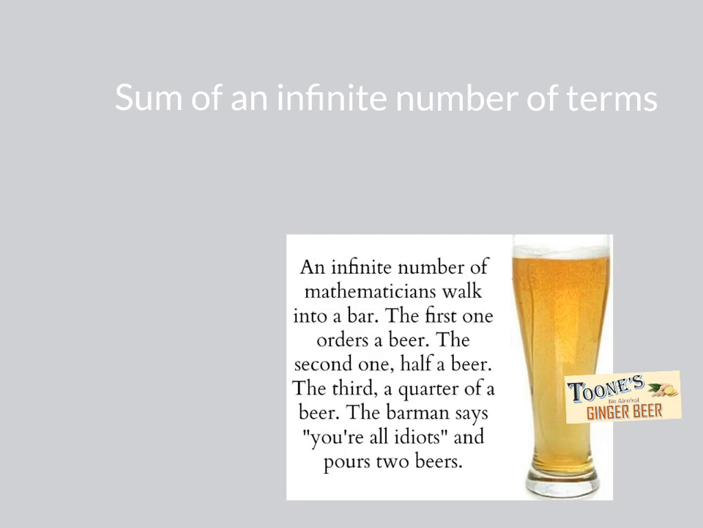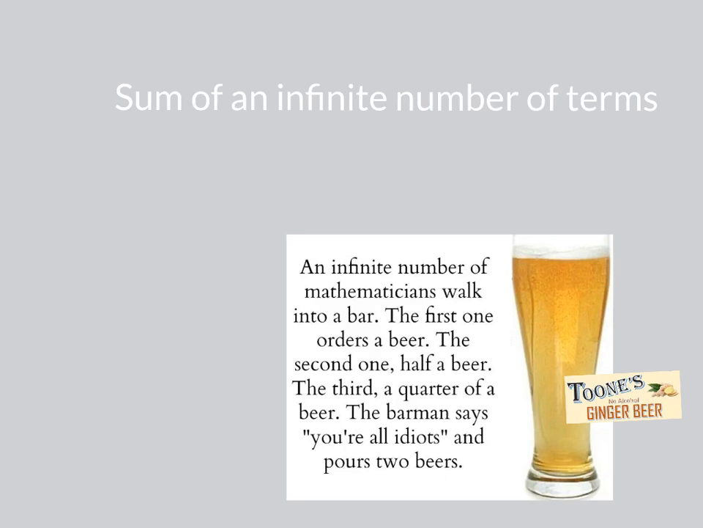You won't stop laughing. An infinite number of mathematicians walk into a bar. The first one orders a beer. These are non-alcoholic ginger beers, of course. The second one orders half a beer. Third one orders a quarter of a beer. The fourth one would order an eighth of a beer, and the next one a 16th of a beer. You get the idea, and so on. And the barman says, "You're all idiots!" And he pours 2 beers, and it will satisfy an infinite number of mathematicians.